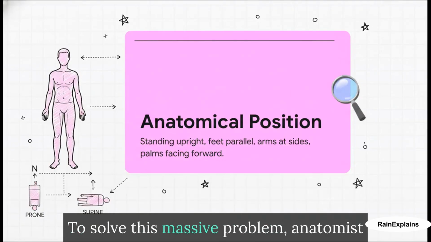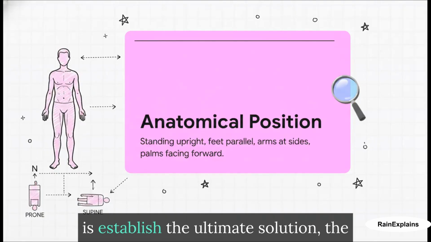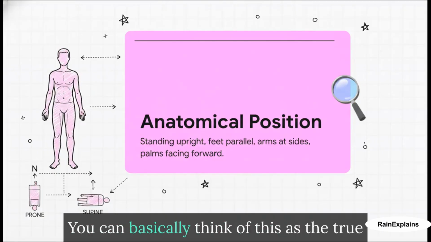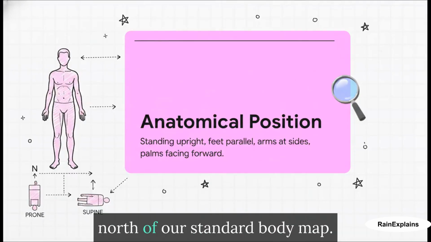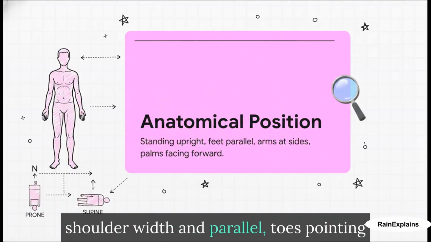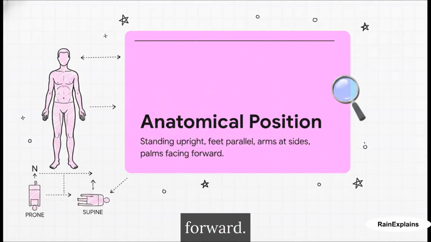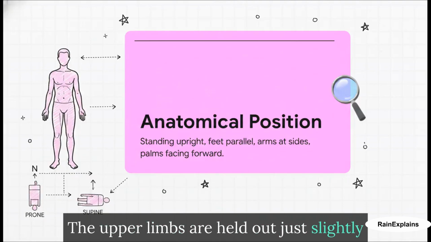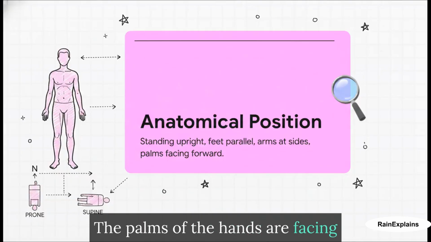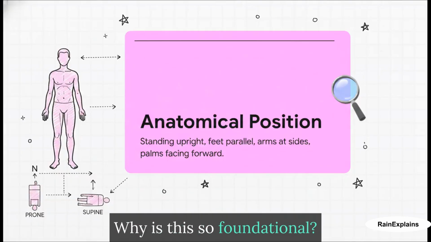To solve this massive problem, anatomists established the ultimate solution, the anatomical position. You can basically think of this as the true north of our standard body map. By definition, it describes a body standing upright, with the feet at shoulder width and parallel, toes pointing forward. The upper limbs are held out just slightly to each side, and this is absolutely crucial, the palms of the hands are facing forward.